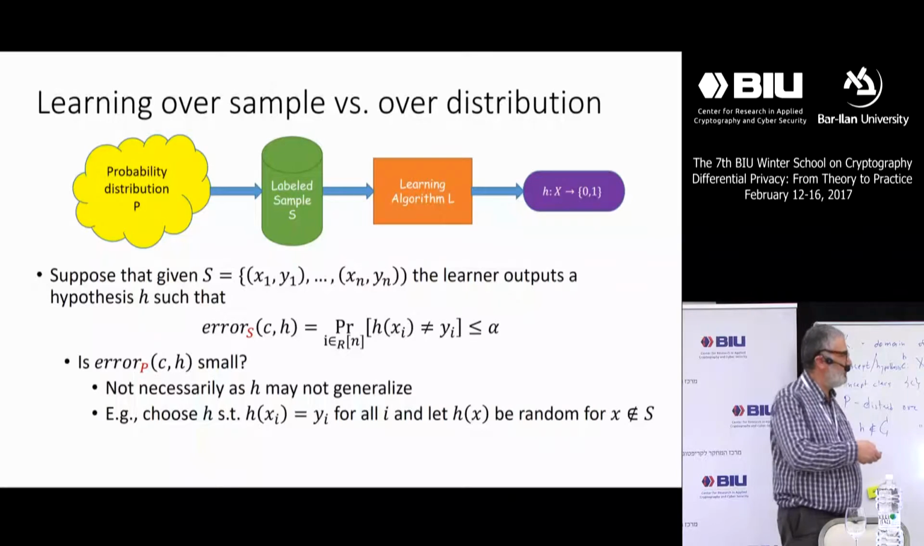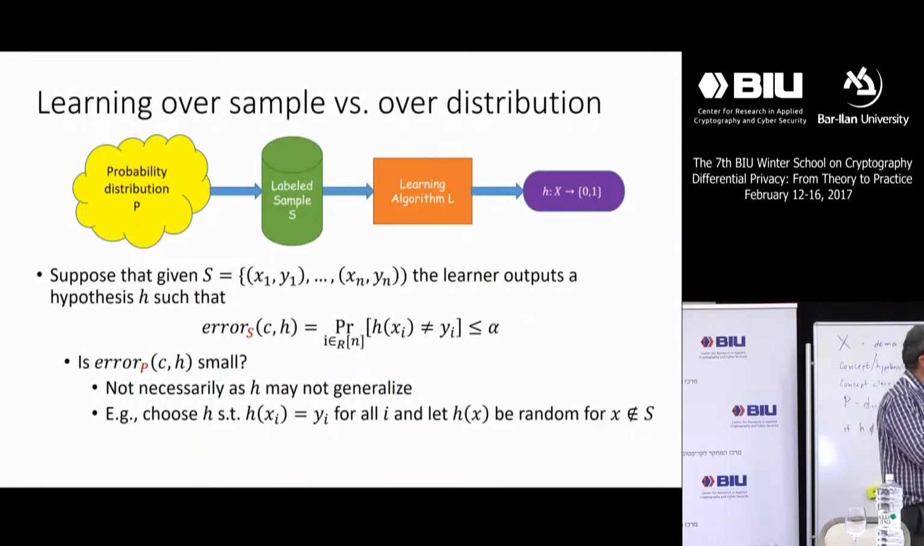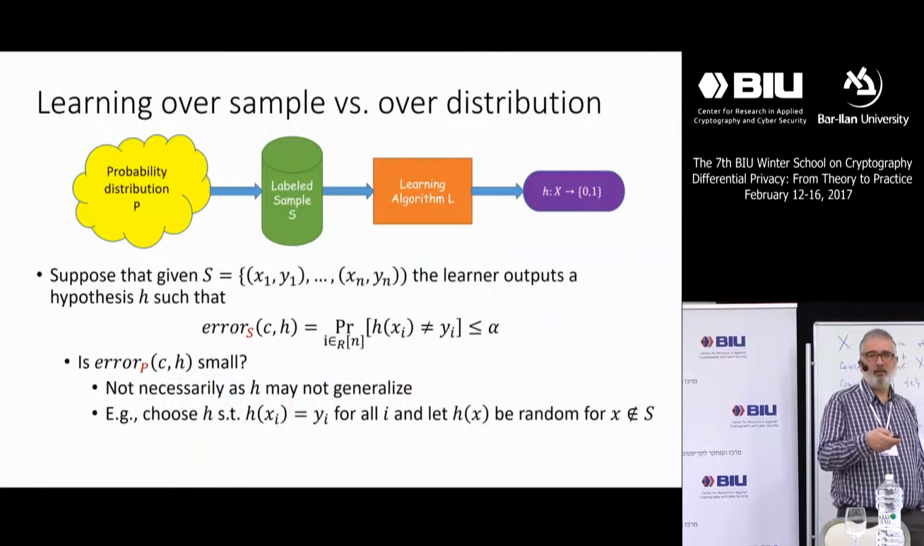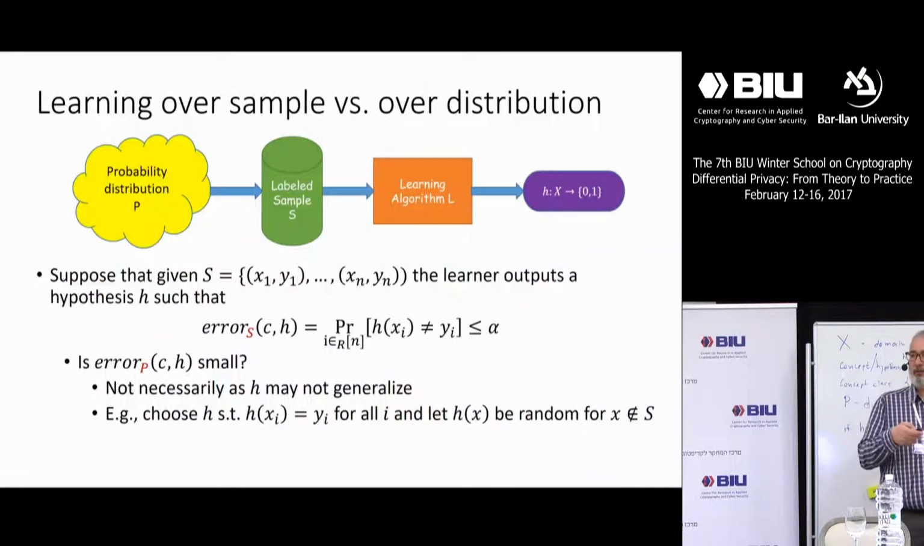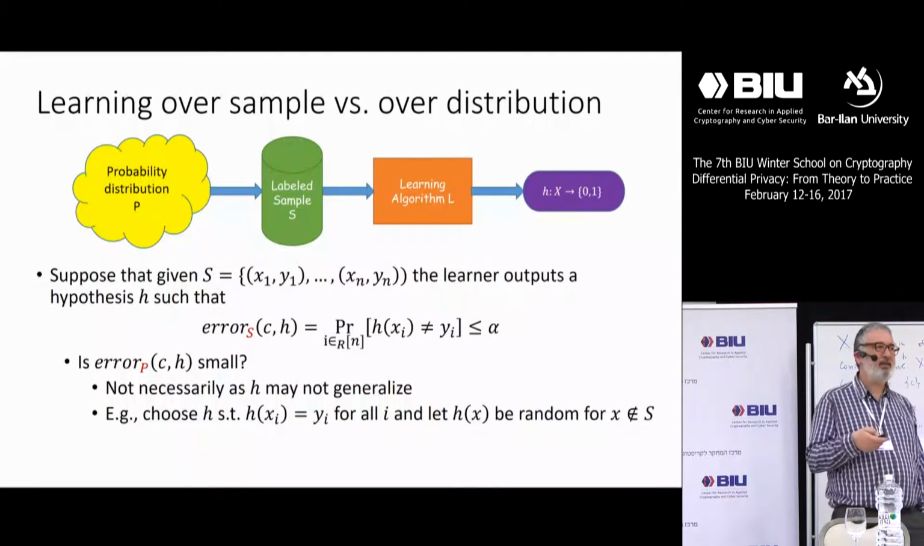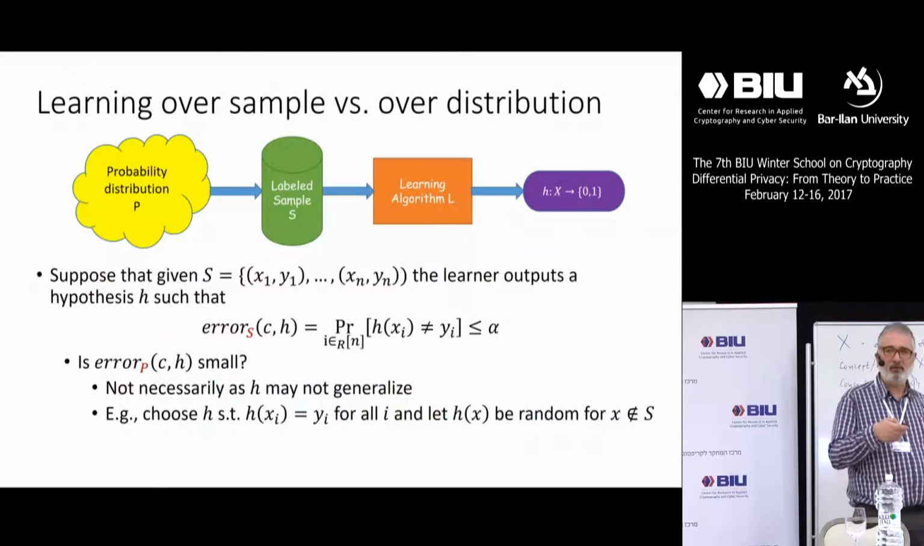For instance, if we choose H to give the correct answer on all the points in the sample, but be random otherwise, then we're getting something that has error close to 1/2, but has zero error on the sample. So there is a difference between learning on the sample and learning on the distribution. That's a point to take from here.